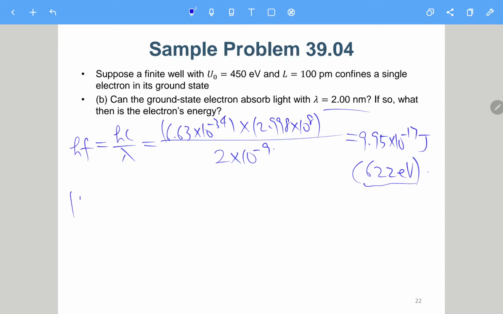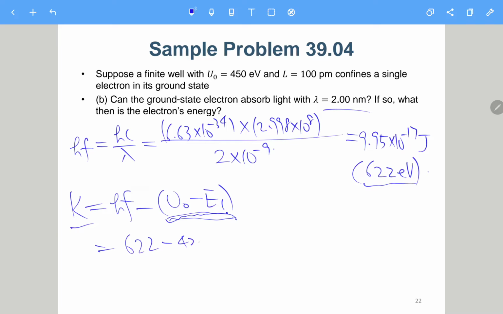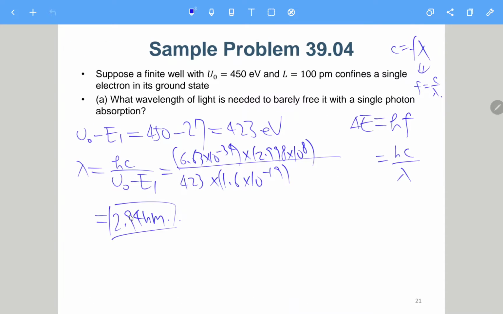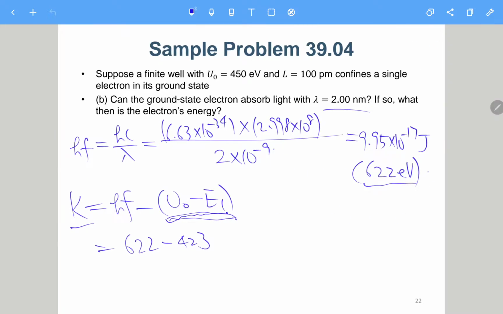So the kinetic energy will be this hf minus this U0 minus E1. This U0 minus E1 is the energy it requires to escape from the well. So this energy is for escaping, and the remaining energy will be the kinetic energy of the electron. So it is 622 minus 423. 423 is actually here. So the answer is 199 eV.